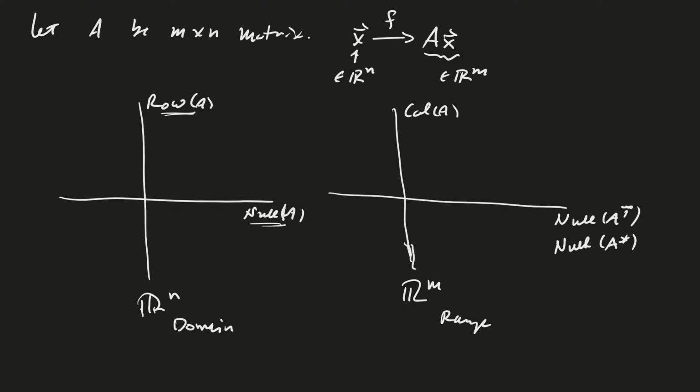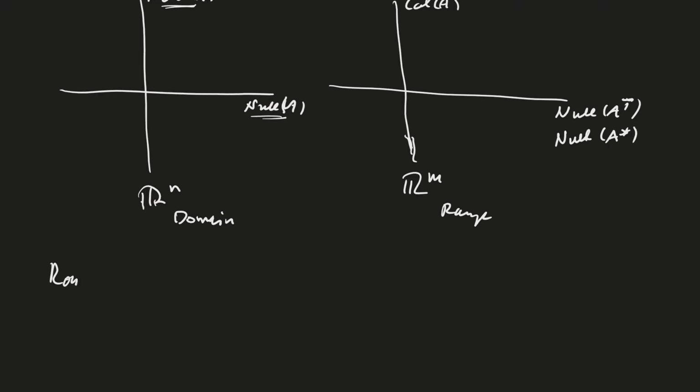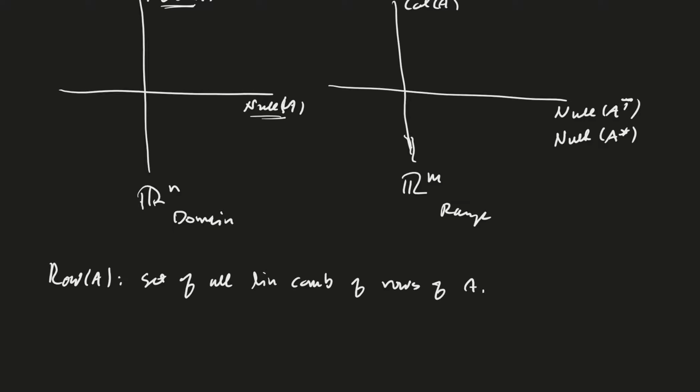And so maybe we should actually define what these spaces are. So the row space of A is the set of all linear combinations of the rows of A. And in this case, we usually think of the rows as being in column form. We don't usually work with the rows as rows. Similarly, the column space of A is the set of all linear combinations of the columns of A.